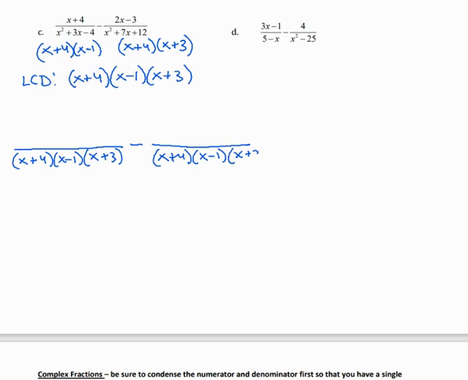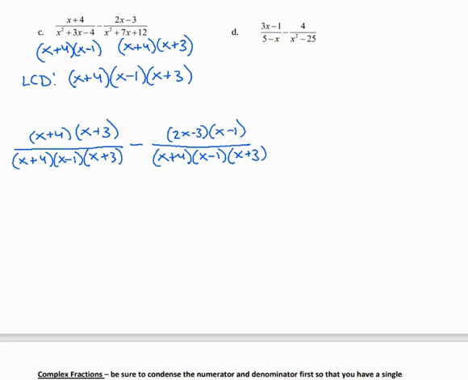Now what I need to do is, because I altered my denominators, I need to alter my numerators. So the first one has an x plus 4 up top to begin with. And then what changed in the denominator is the x plus 3. So I need to put that up top as well. The second one had an x plus 4 and an x plus 3. So what changed was the x minus 1. So I need to put that up top as well.